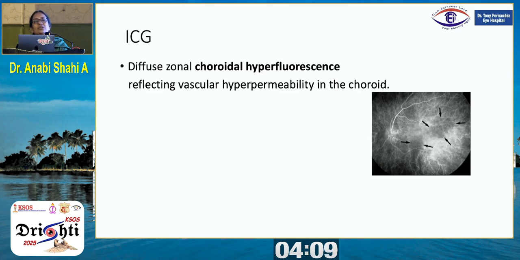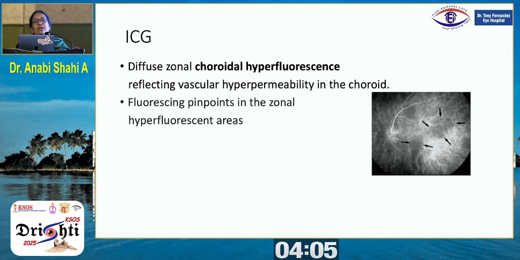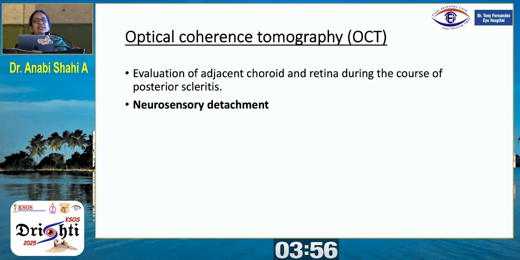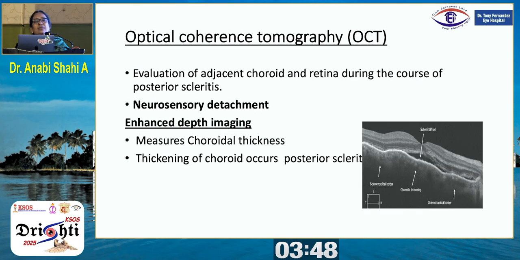ICG shows diffuse zonal choroidal hyperfluorescence reflecting vascular hyperpermeability in the choroid, fluorescing pinpoints in the zonal hyperfluorescent areas, choroidal perfusion delay, enlargement of the draining choroidal vessels. OCT helps in evaluation of the adjacent choroid and retina during the course of posterior scleritis. It shows neurosensory detachment. EDI OCT measures the choroidal thickness, and thickening of the choroid occurs in posterior scleritis.